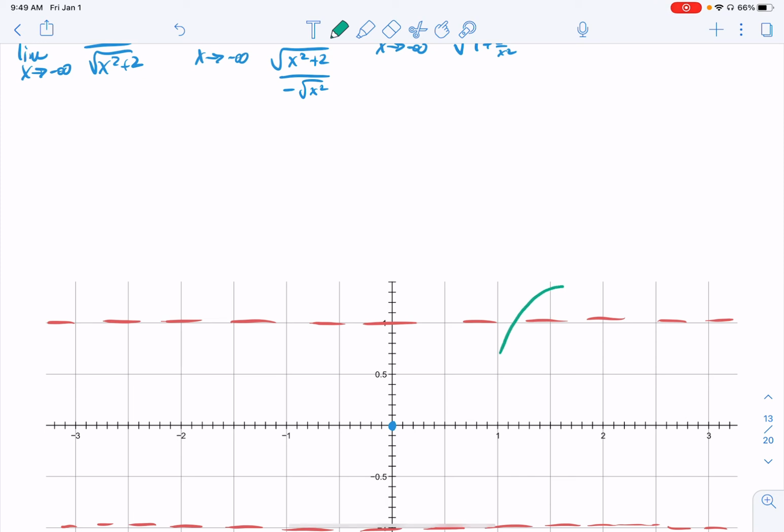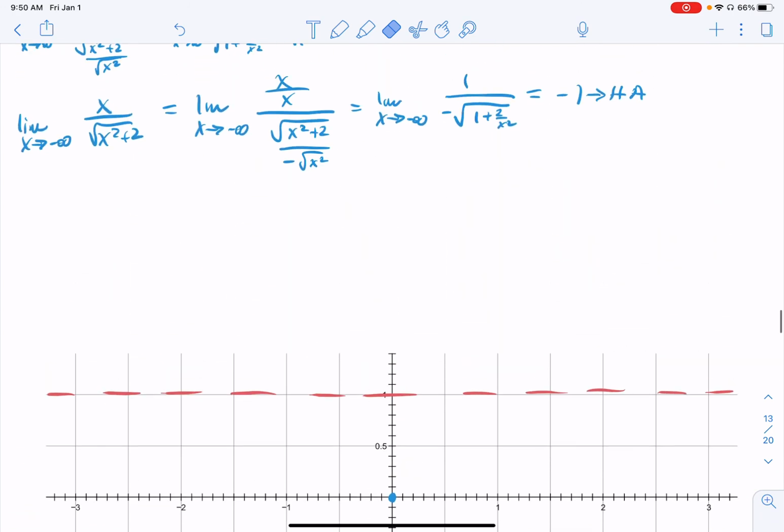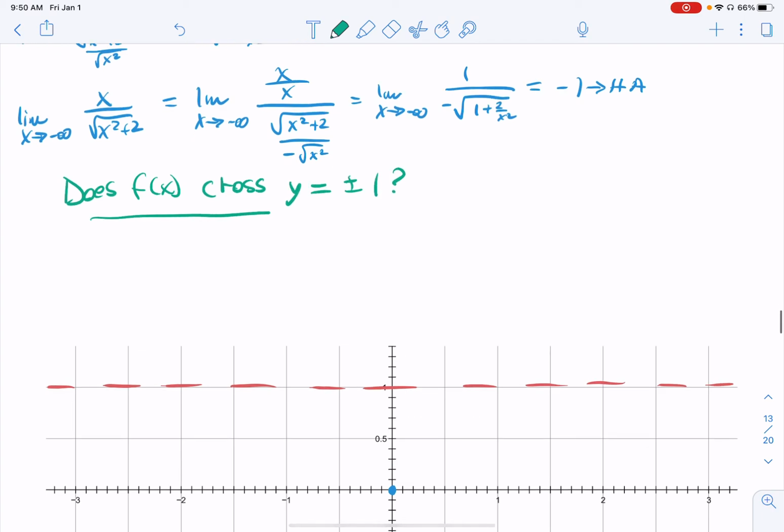If my graph did something like this, then that means my function must be equal to 1 someplace. So I just check to see if that happens, either equal to +1 or equal to -1 for the bottom one here. So, does f of x cross y equal to plus or minus 1? Okay, so all you got to do is x over the square root of x squared plus 2 is equal to 1.